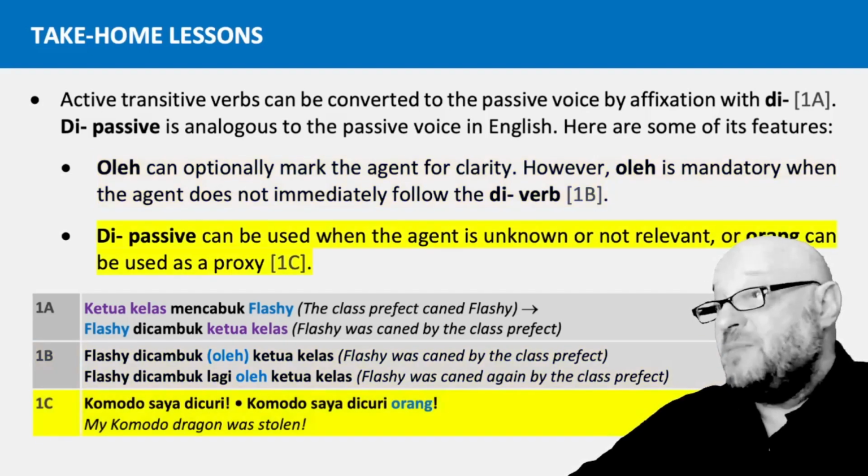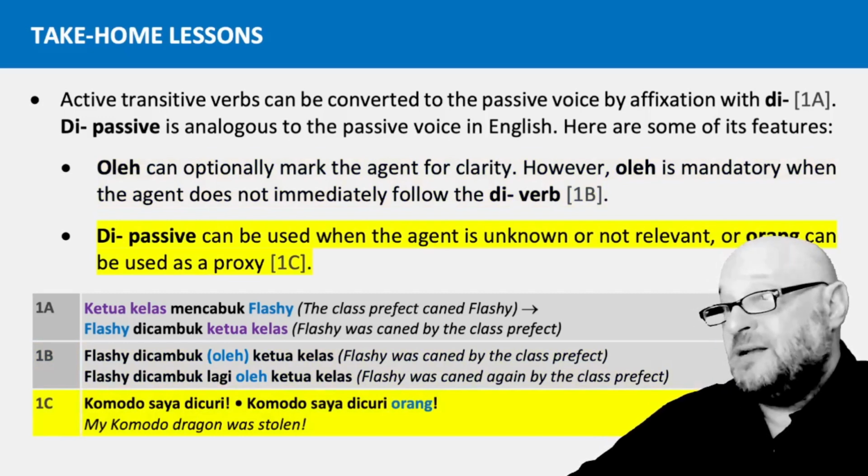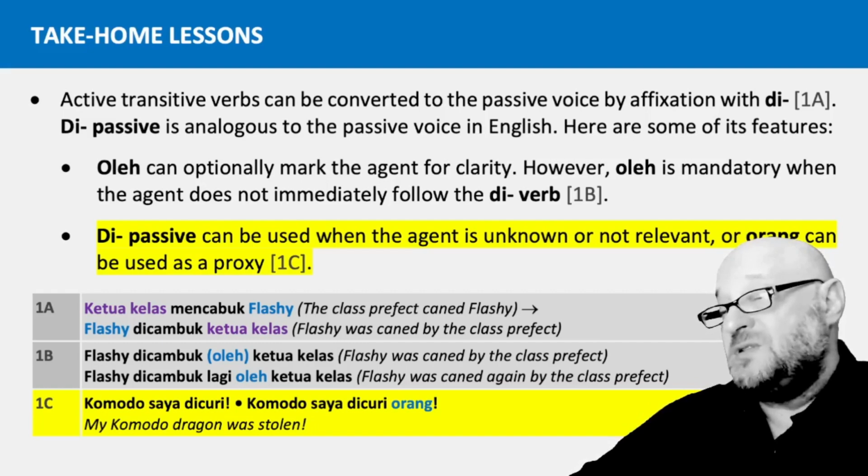Di- passive can be used when the agent is unknown or not relevant, or orang can be used as a proxy. Example 1c, Komodo saya dicuri can be expressed as Komodo saya dicuri orang. My Komodo dragon was stolen.